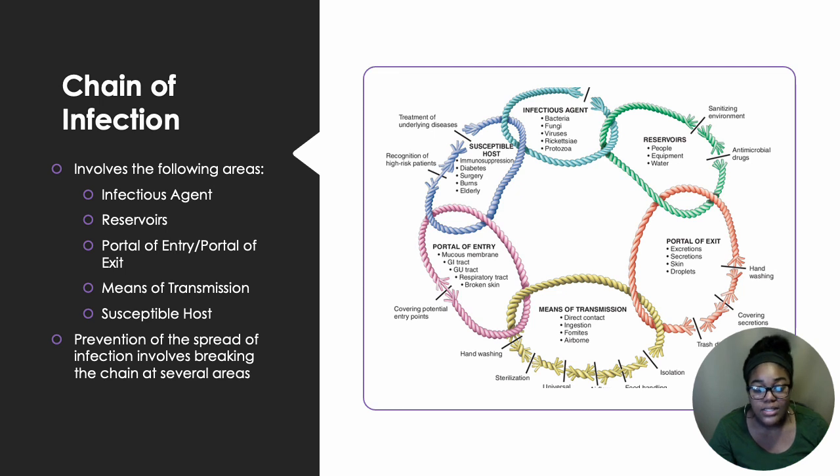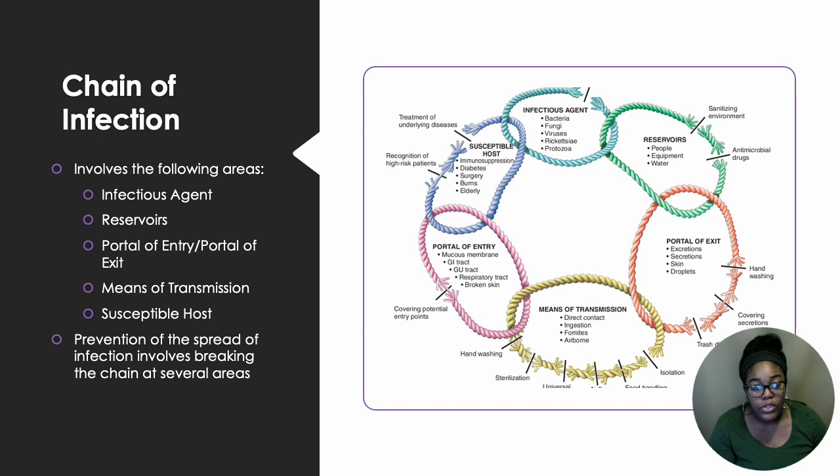Then we'll move into the susceptible hosts, and this is where you have a person that is susceptible or would be easily infected by this infectious agent. So this would be individuals that are immunocompromised. These are individuals that have burns because their skin is already compromised. The elderly, their immune system is not as great, or individuals with diabetes. You have different types of susceptible hosts in the chain of infection.